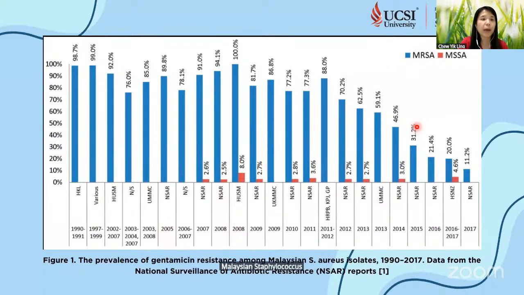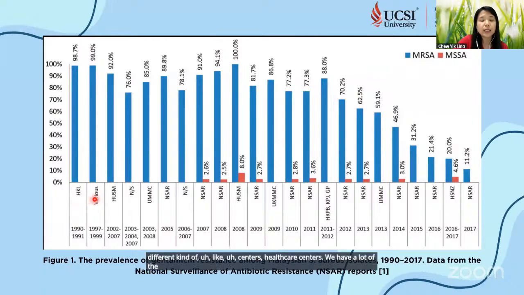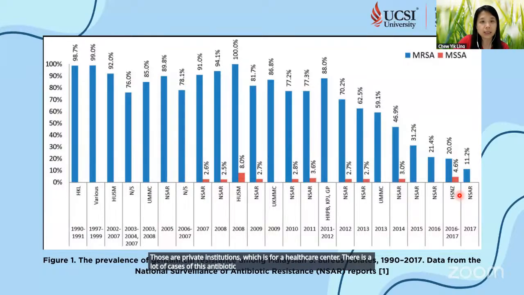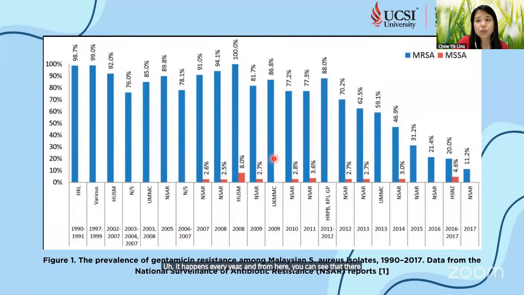Okay, this is also one of the statistics that shows the prevalence of gentamicin resistance among Malaysian Staphylococcus aureus isolates from 1990 to 2017. So we can see here in different kinds of healthcare centers, we have a lot of healthcare centers in Malaysia, government and private institutions. There are a lot of these antibiotic-resistant cases. It happens every year. And from here, you can see that there are also very high cases of MRSA infection compared to methicillin-sensitive cases.